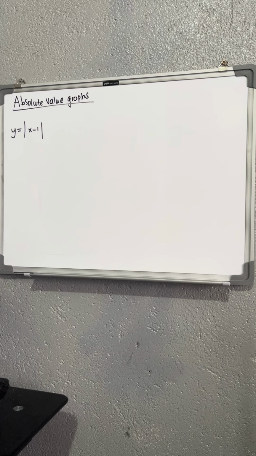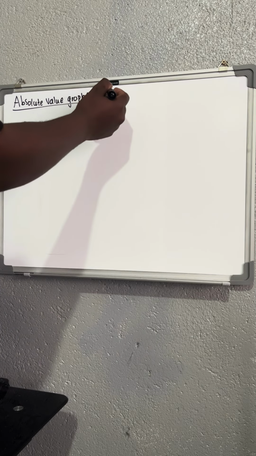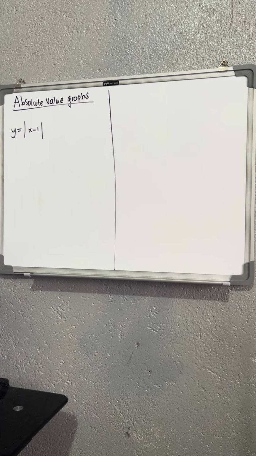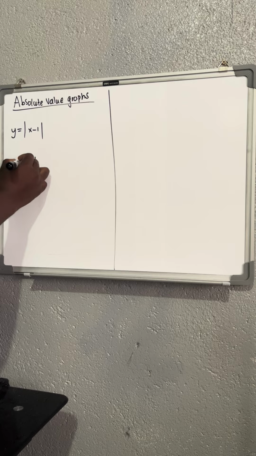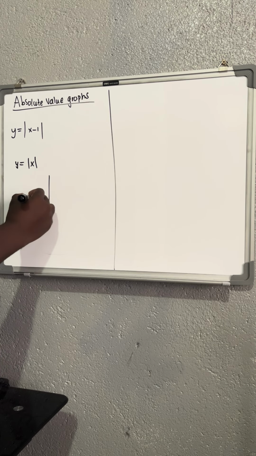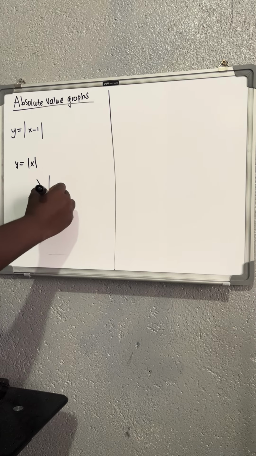So let's say you are given an example like this. You have y equals the absolute value of x minus 1. First thing I like to do is look at the parent function. I look at the parent function in two ways. The parent function for the absolute value of x will always have a graph that looks like this.